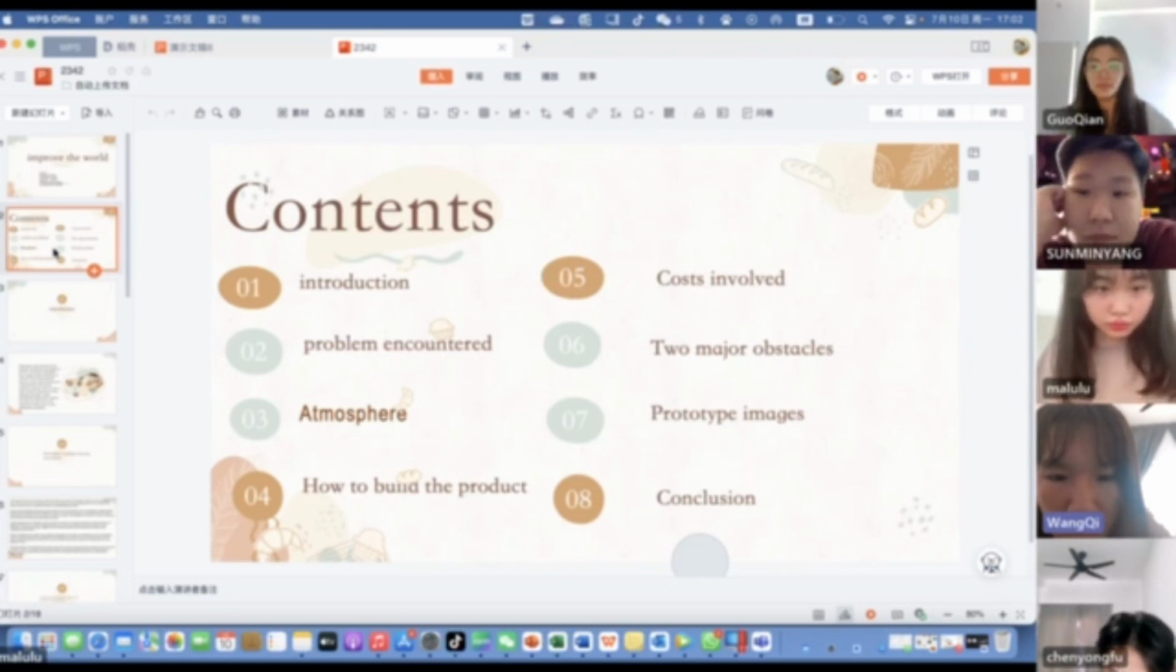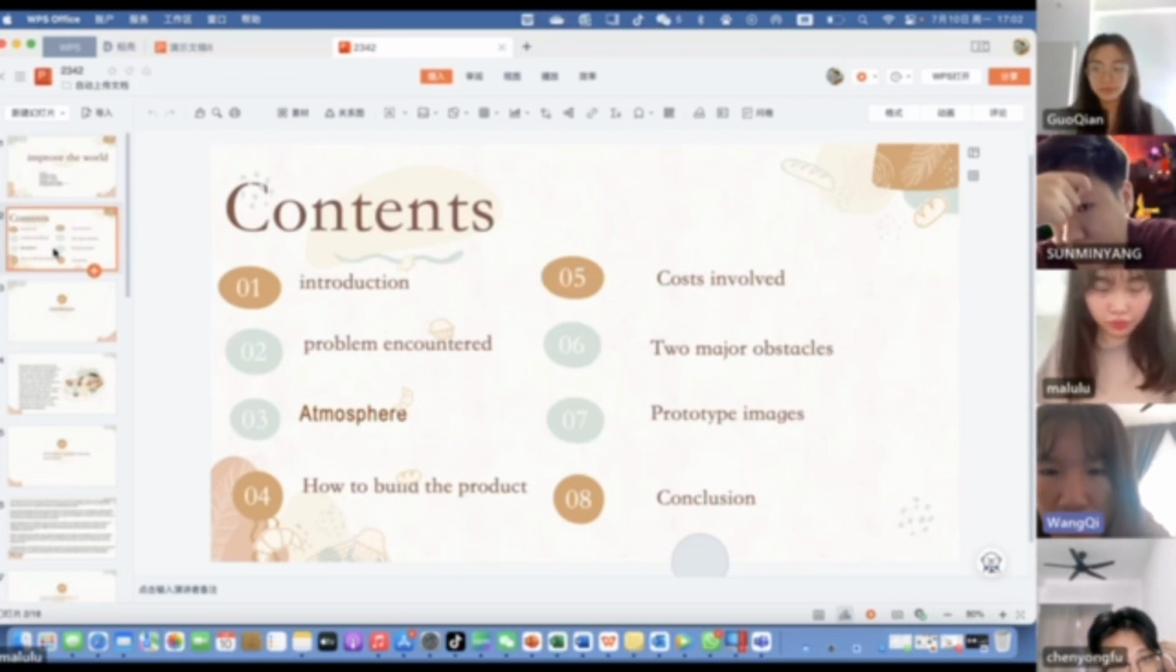The fourth part is how to build the product. The fifth part is costs involved. The sixth part is to measure obstacles. The seventh part is prototype images. The eighth part is conclusion. Okay, the first part.